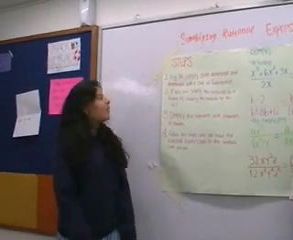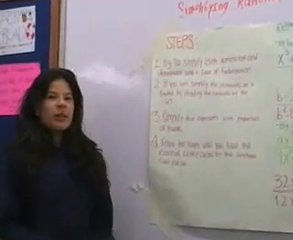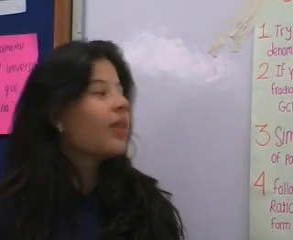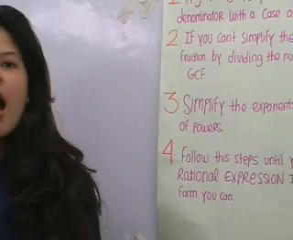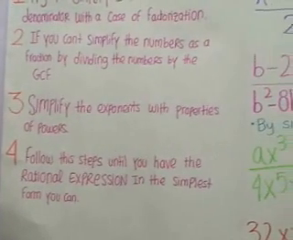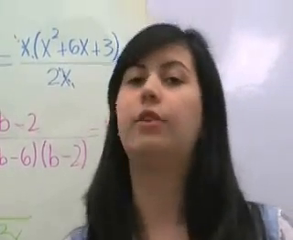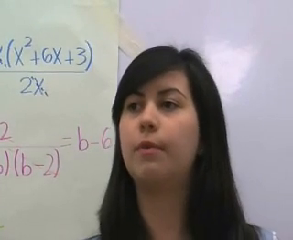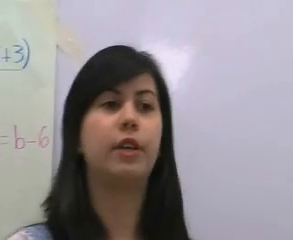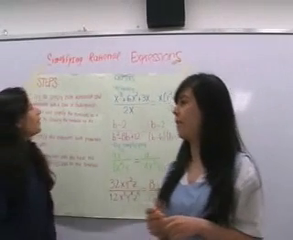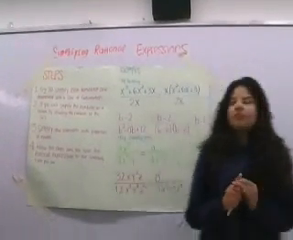Know how to simplify. So first you have to try to simplify the original expression by a case of factorization. And then if you can simplify by a case of factorization, you try to simplify the numbers and the exponents. Then you simplify the exponents by properties of powers, and finally you keep doing this until you have your rational expression in the simplest form.